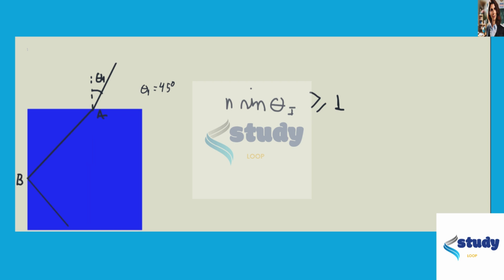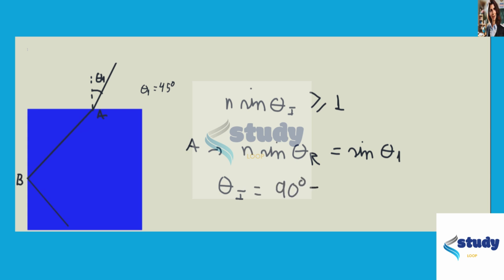We can use the law of refraction at the first surface to find the relation of the initial angle of incidence, theta 1. So at point A, we get that n sine of theta refracted is equal to sine of theta 1. And the angle of incidence at the second surface is the complementary angle of the refraction, so theta incidence is 90 degrees minus theta refracted.